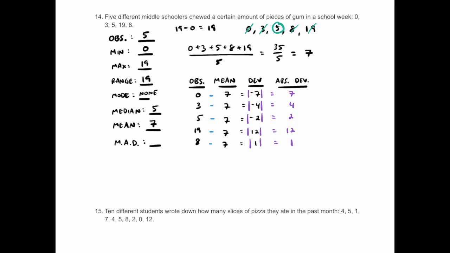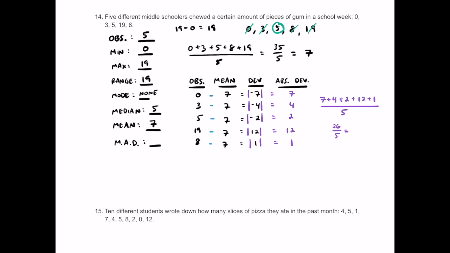So now that we have all of our absolute deviations, we're just going to take these and find the average of them, or the mean, which is where the whole mean absolute deviation comes into play. So we're going to take 7 plus 4 plus 2 plus 12 plus 1, and divide by the number of observations, which is going to be 5 here. 7 plus 4 is 11, plus 2 is 13. 13 plus 12 is going to be 25. 25 plus 1 is going to be 26. And so we can write, okay, this is going to be 26 over 5.